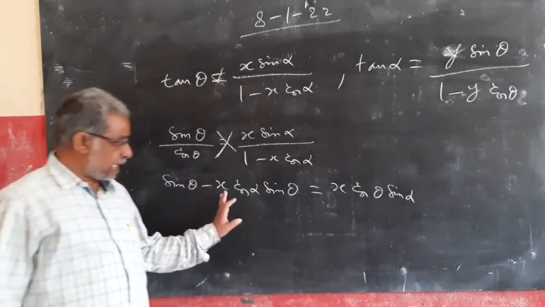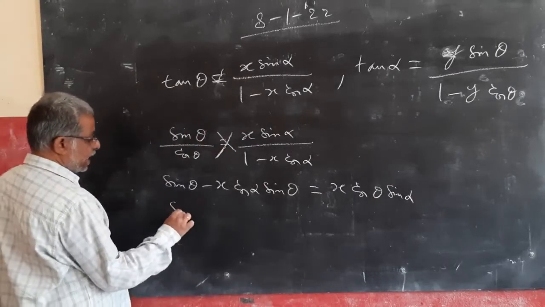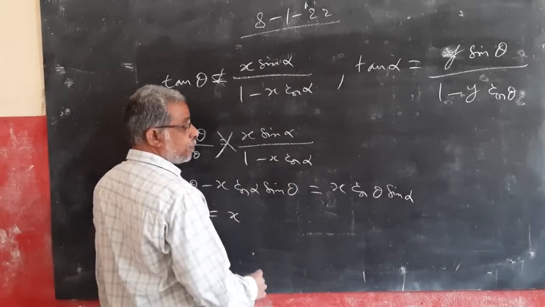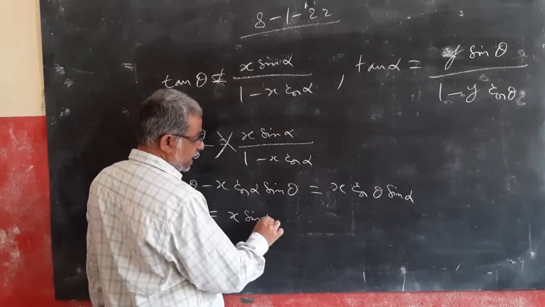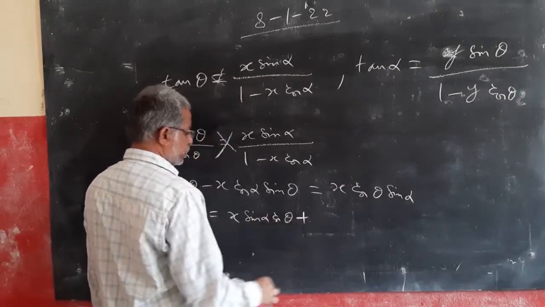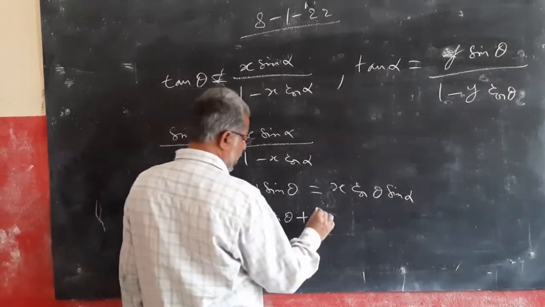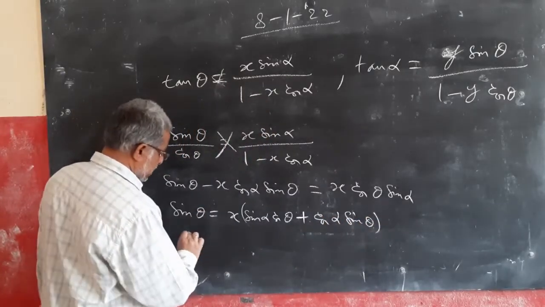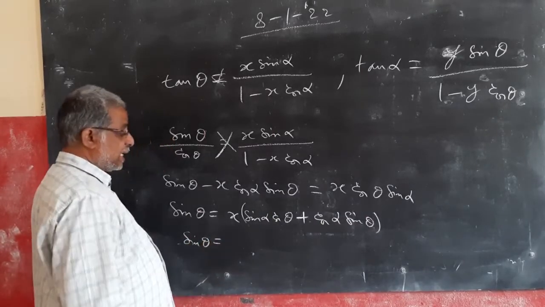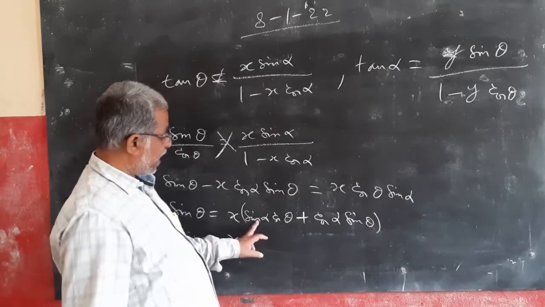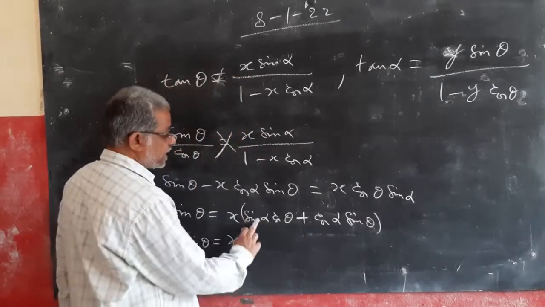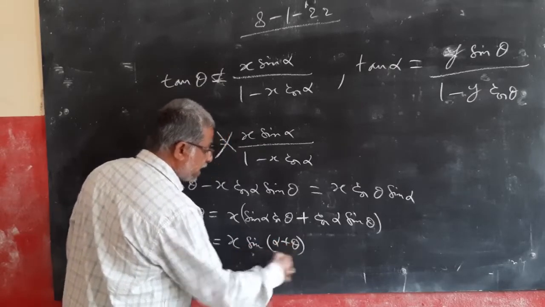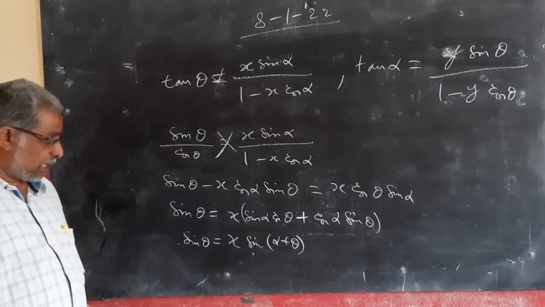Now I will bring x cos α sin θ to the other side. So I will get sin θ equals, this minus goes to the side and becomes plus, x sin α cos θ + x cos α sin θ. I am taking x common. Now this becomes sin θ equals x times (sin α cos θ + cos α sin θ), which is sin(a + b) = sin a cos b + cos a sin b. So we get sin(α + θ).